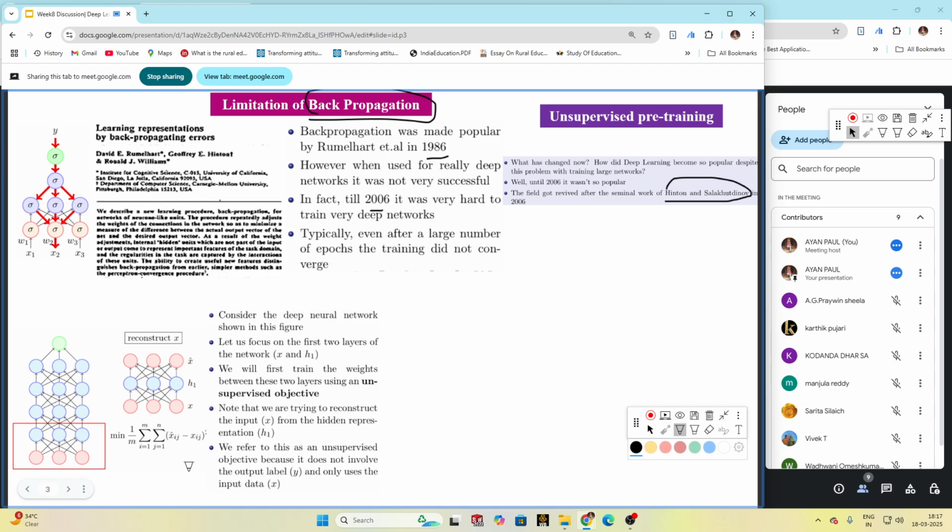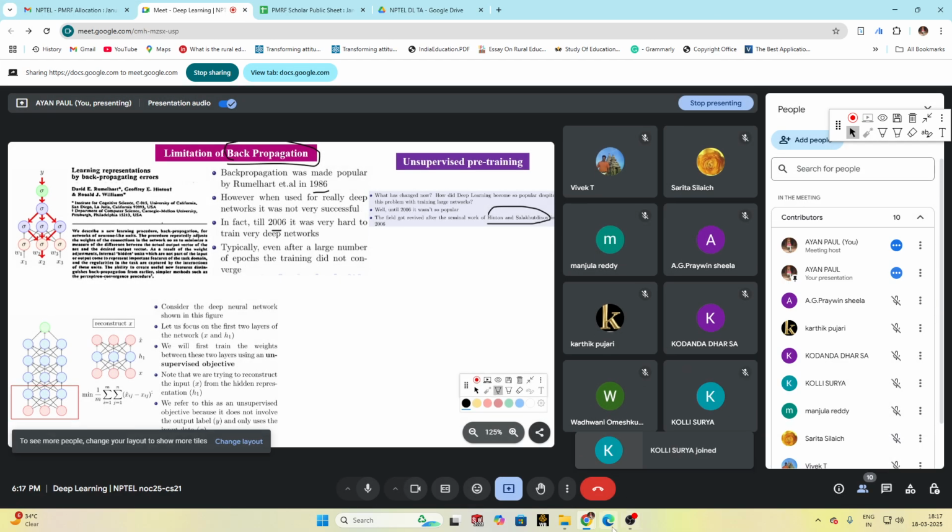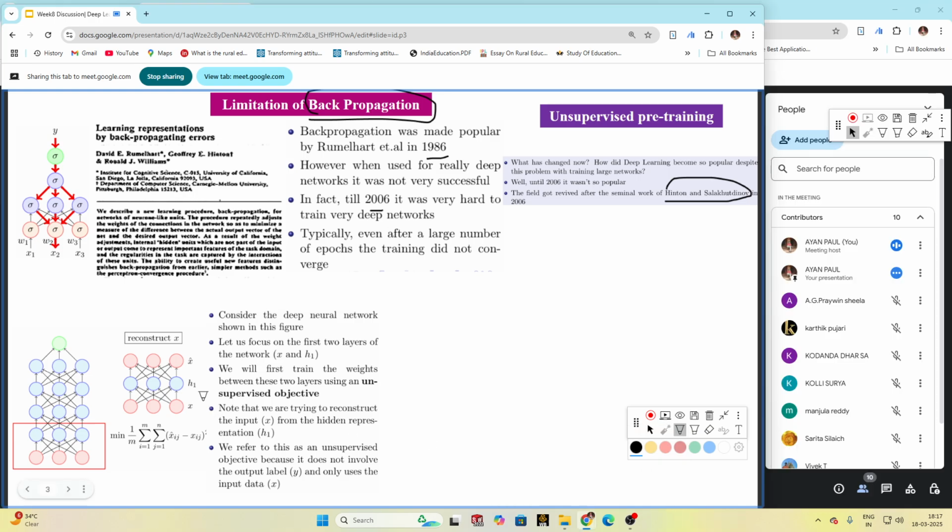We will take one layer and try to understand the hidden representation by the next layer. By that we will get the weights of that layer. There are two steps of this unsupervised pre-training. One is pre-training and the other is fine tuning.